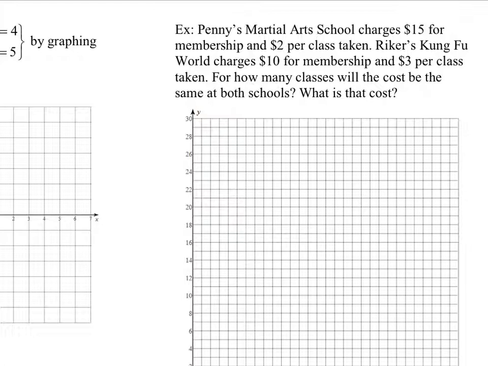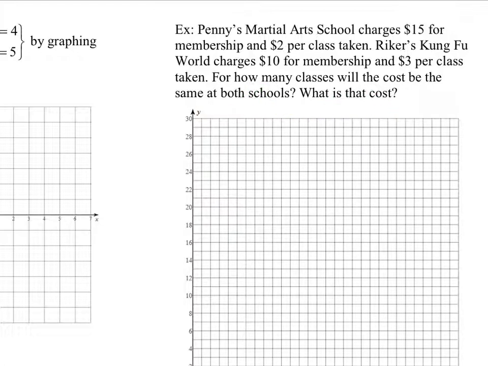So our first word problem is comparing the cost of taking martial arts classes at two different schools. Penny's Martial Arts School charges a $15 flat rate plus an extra $2 for every class taken. And Riker's Kung Fu World has a $10 flat fee and then an additional $3 per class taken. And the question is, for how many classes will the cost be the same at both schools, and then what is that cost?